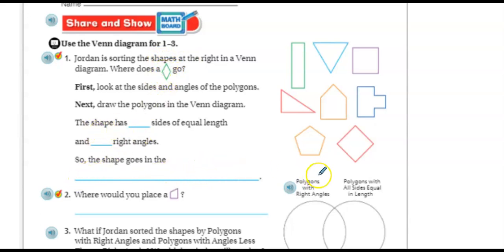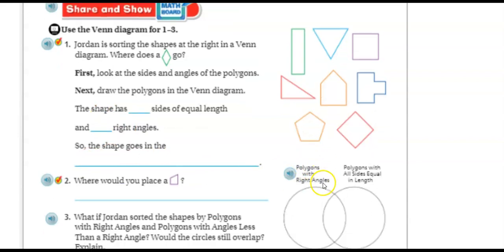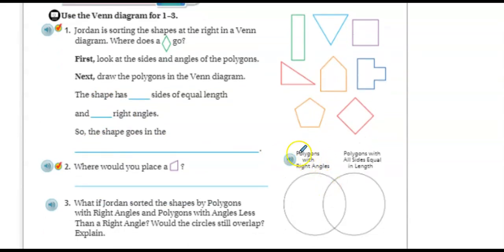So the shape goes in, so it says polygons with right angles, and then polygons with all equal sides. So we know it has all equal sides, but it has no right angles. So it has to go over here. Okay.